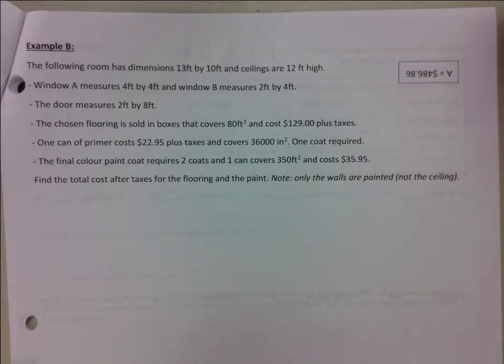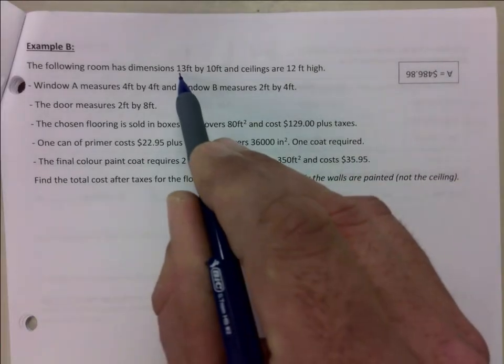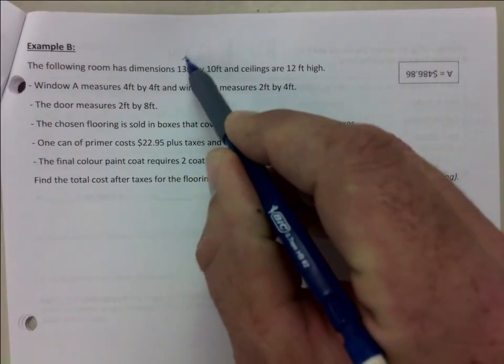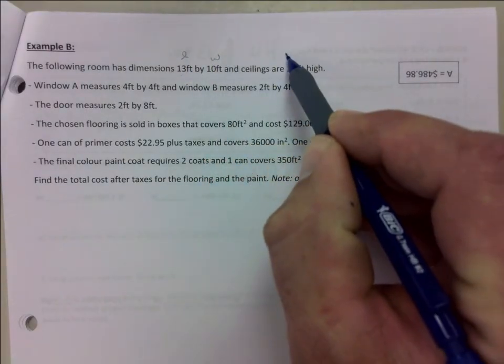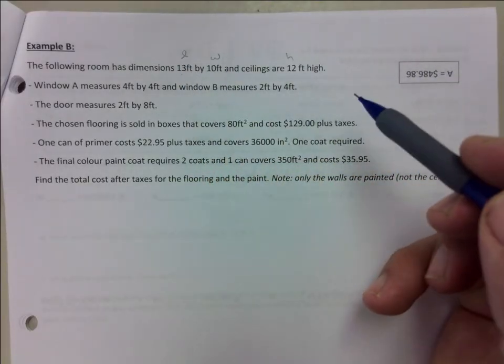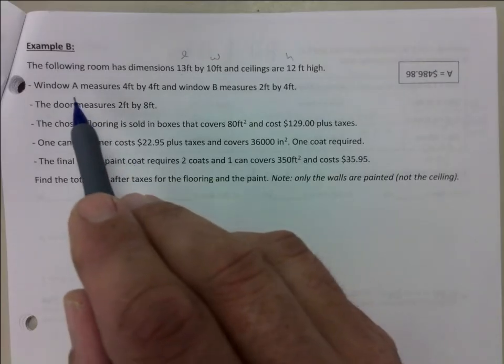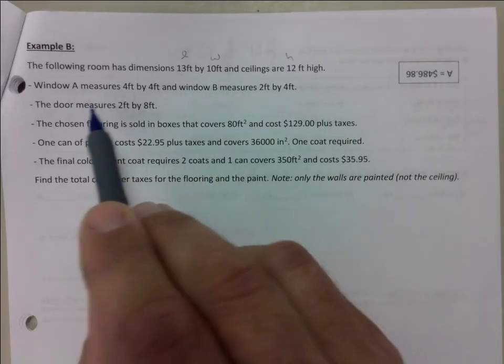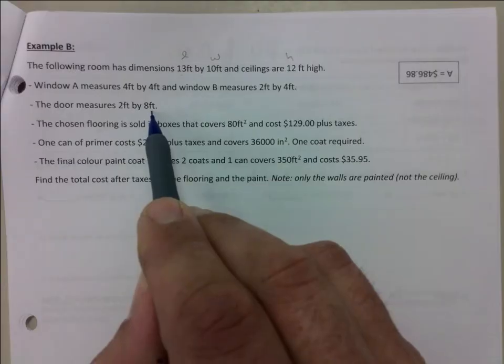All right, the following room has dimensions of 13, 10, and 12. By definition, the standard way, we usually go length with height. I think that's not news to you. There are two windows and there's a door that we need to subtract because we're not painting it, okay?